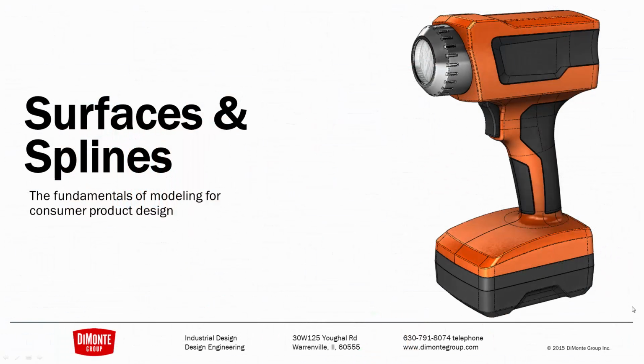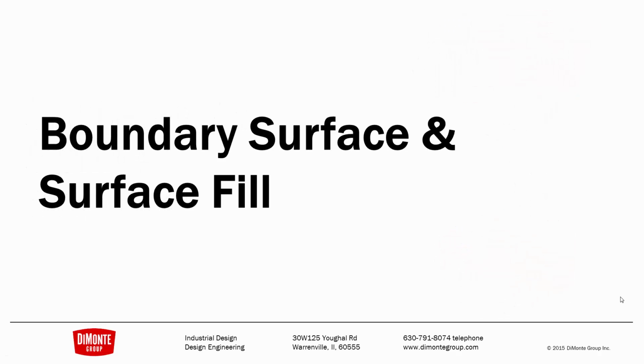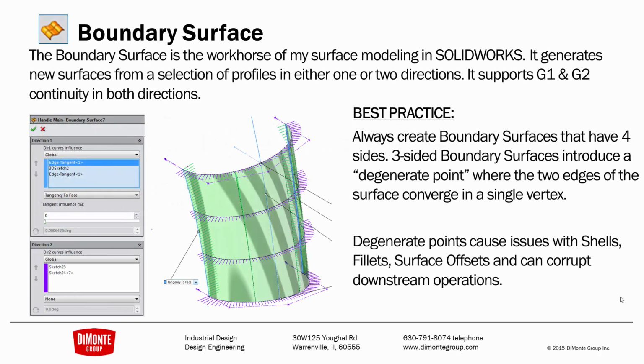In Surfaces and Splines, we'll be taking a look at the production modeling in SolidWorks of this work flashlight. In a previous installment, we took a look at some of the surface tools we'll be using to model certain portions of this flashlight, and in this installment, we'll take a more in-depth look at the boundary surface and the surface fill. The boundary surface is the workhorse of my surface modeling in SolidWorks.